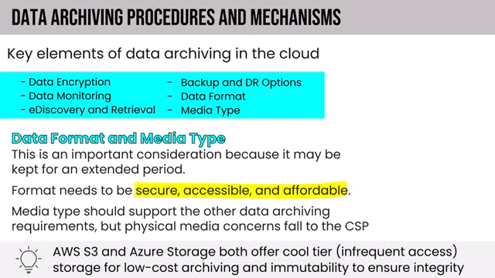Now, AWS S3 and Azure Storage both offer cool tier, infrequent access storage for low-cost archiving, and they, generally speaking, have an immutability flag you can flip to ensure integrity. You might get your data storage down to less than a penny a gig in those cool tier options, but your searchability, your accessibility is certainly going to be less versus keeping that accessible and indexed through an e-discovery feature.